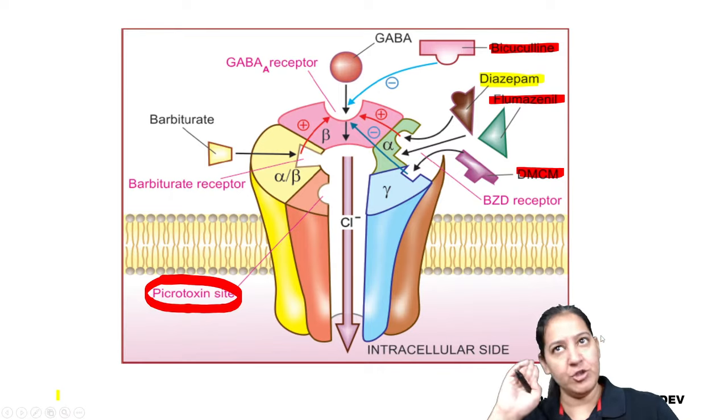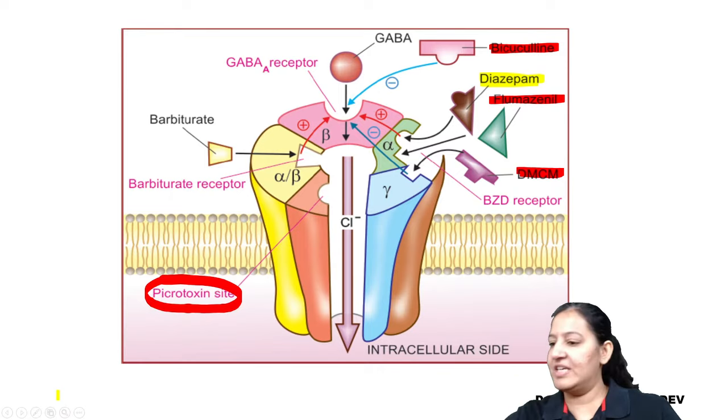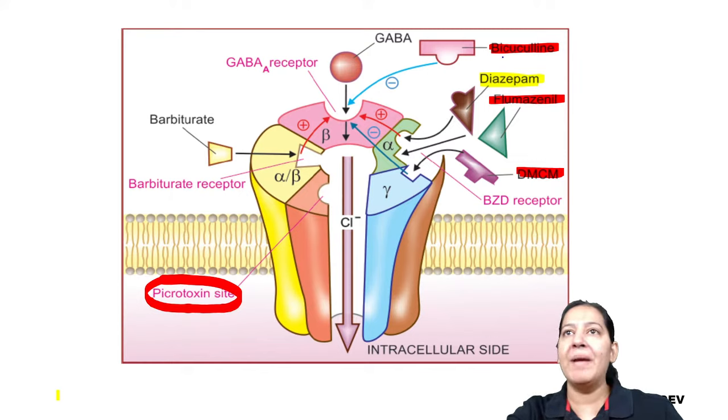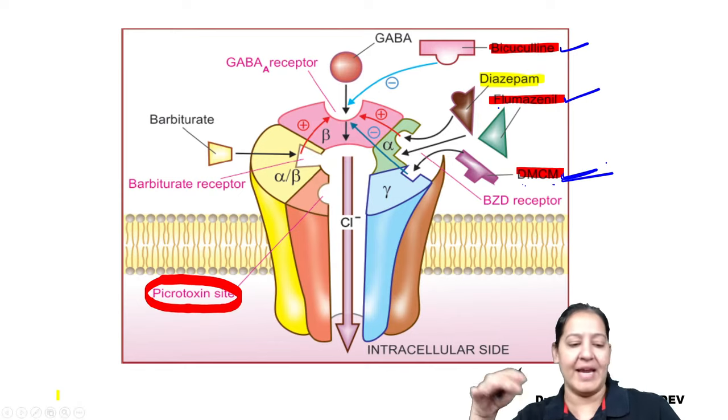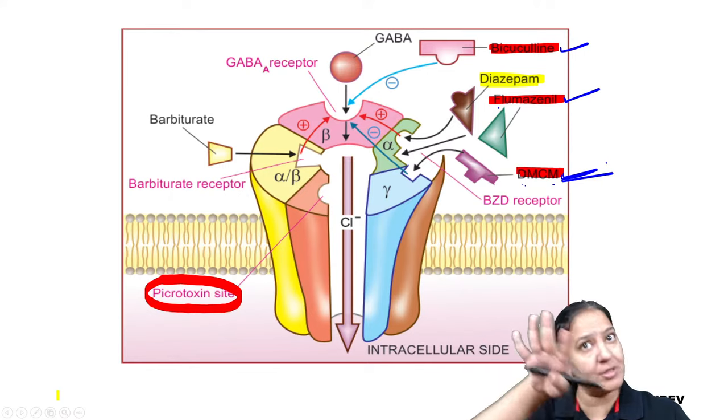After that, I will teach you three more drugs. Let me teach you the name of these three drugs. I'm going to teach you bicuculline, flumazenil, and DMCM. Let me teach you the full form of DMCM. These are the other drugs acting on the same receptor.